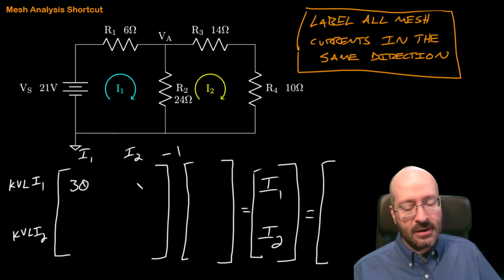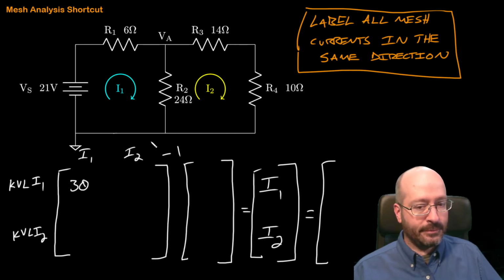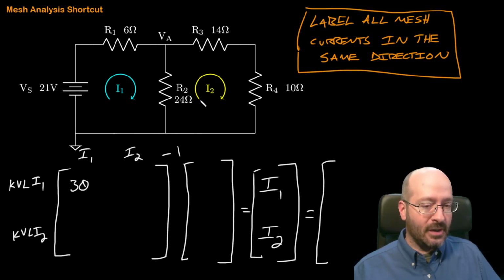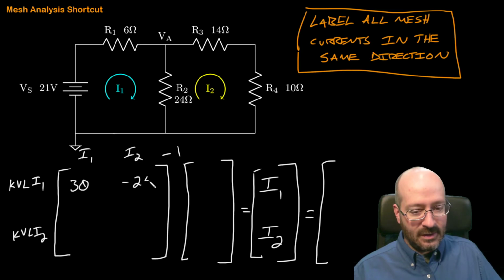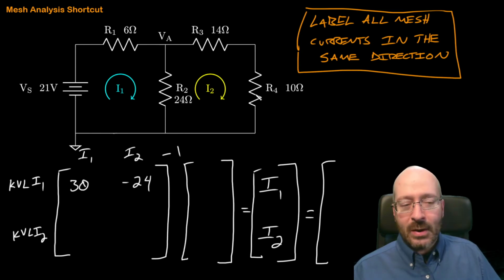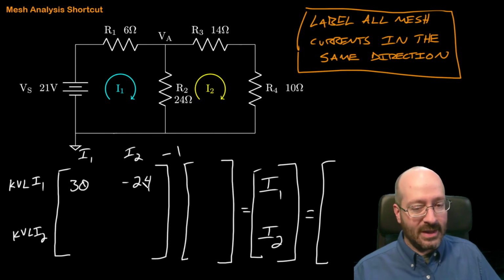And then I move over here and I say, okay, what does I1 share with I2? Okay, so what does this mesh share with this one? Only the 24. And since it's a shared current, look, it's going the opposite direction. Okay, so if I1 sets the positive direction, I2 is going against it, and it's negative 24. So that's why we always draw these in the same direction, so that the shared currents are always negative.